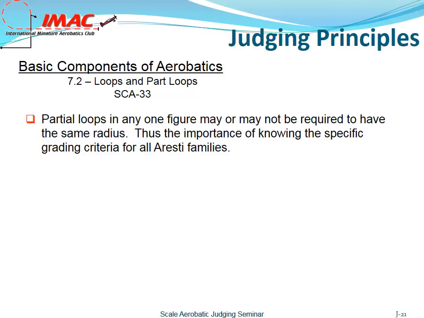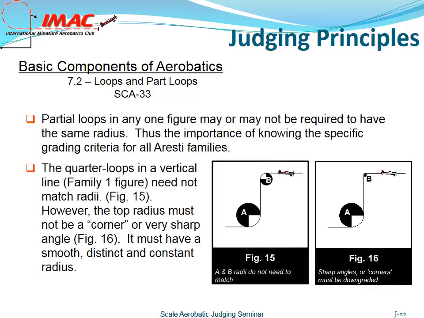Part loops in any one figure may or may not be required to have the same radius. Thus, it is important to know the specific grading criteria for all aresti families. The quarter loop in a vertical line, family 1 figure, need not match the radii. Take a look at figure 15. However, the top radius must not be a corner or a very sharp angle. This is figure 16. It must have a smooth, distinct, and constant radius.